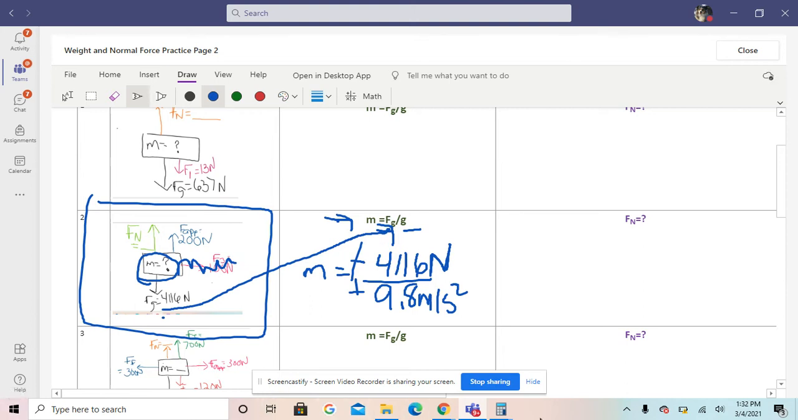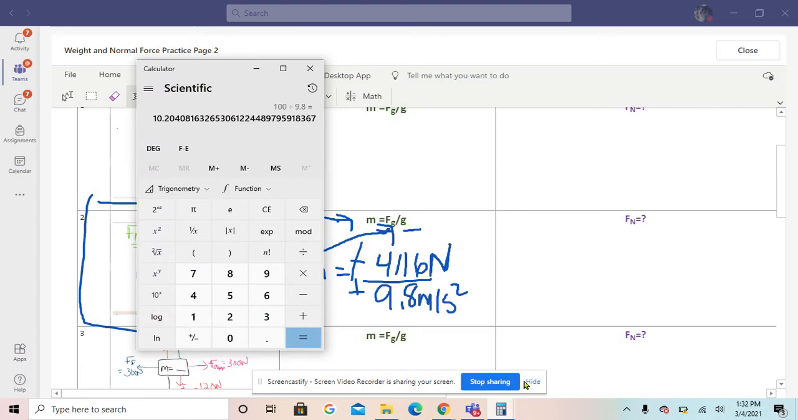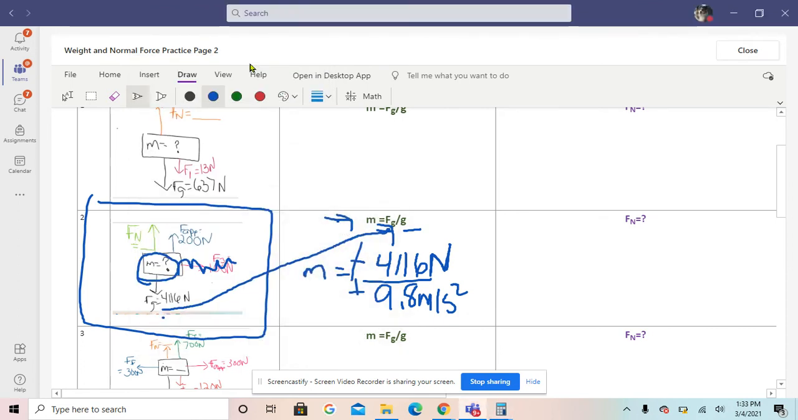So then I'm going to grab a calculator. I have one down here already been using. I'm going to clear my last entry, and I'm going to put 4116 divided by 9.8. I get 420. So the mass of the object is 420 kilograms. The newton divided by a meter per second squared is a kilogram. Mass can never be negative. All right, so the next thing I'm going to do is solve for my normal force.